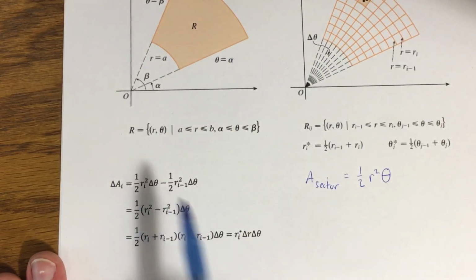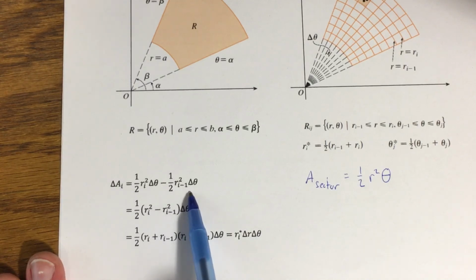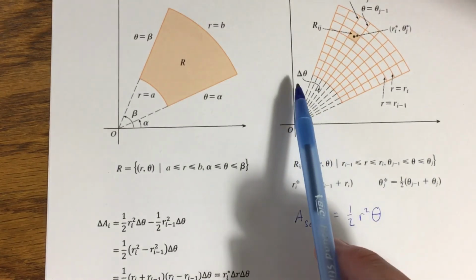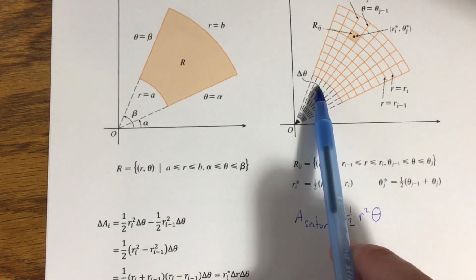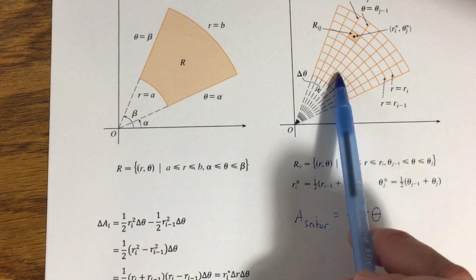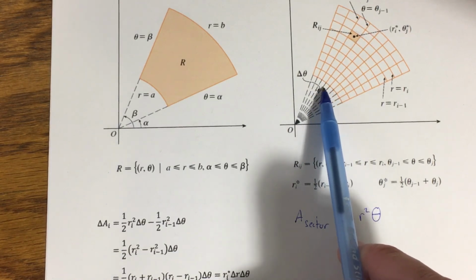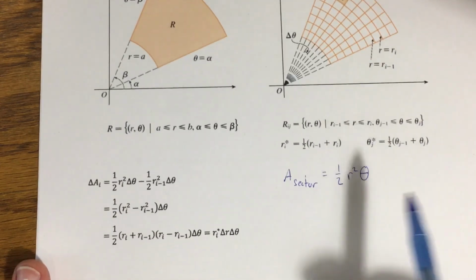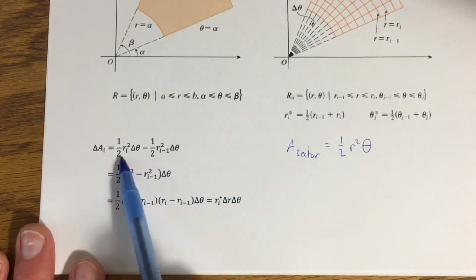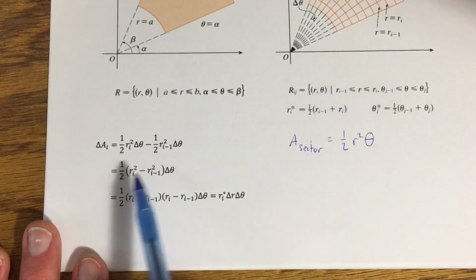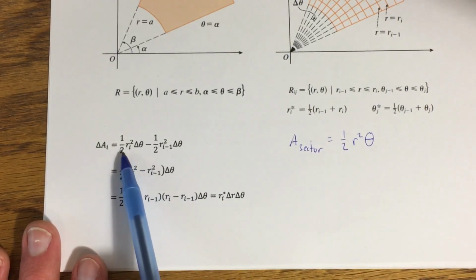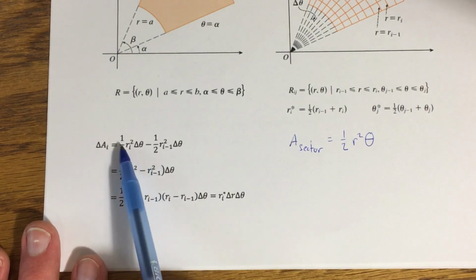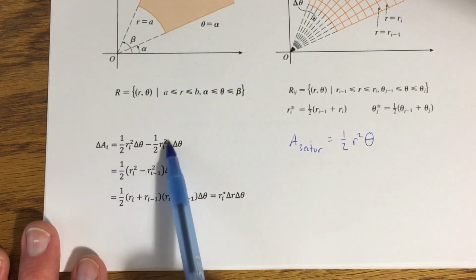Here's the area of the larger sector minus the area of the smaller sector, where delta theta, you can see it in the picture, is the angle between any two consecutive spokes. So it's the change in theta across each of these little subintervals. That's what would be used here. So if I subtract these two and do a little algebra, I can factor out a 1/2 as well as the delta theta. What's left is r_i squared minus r_{i-1} squared.